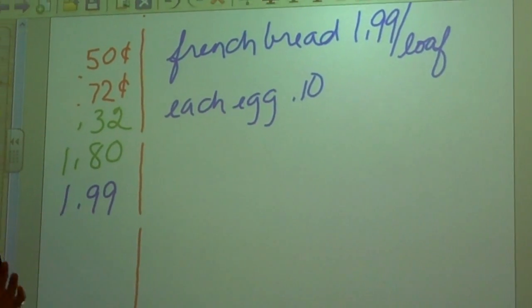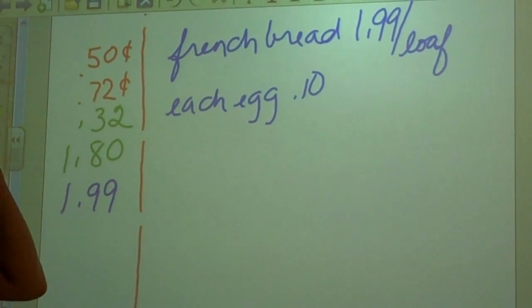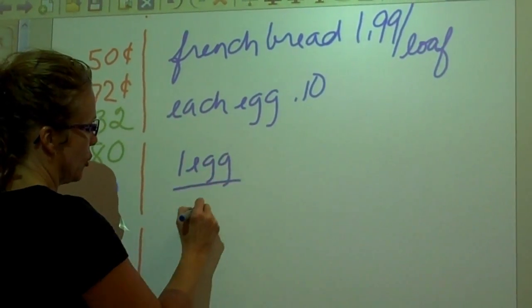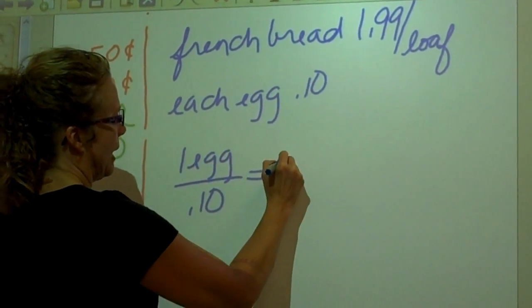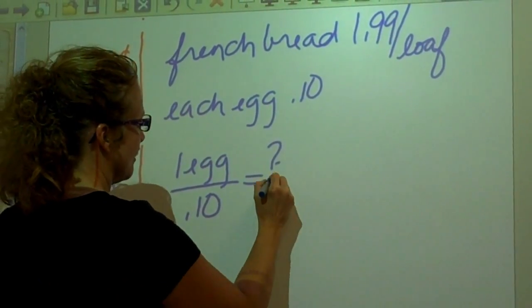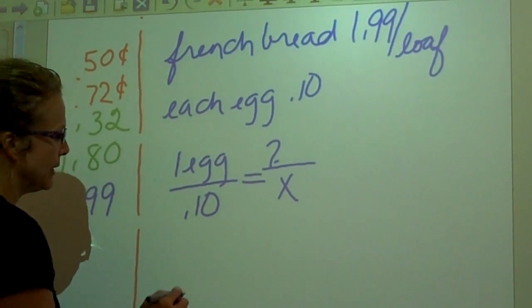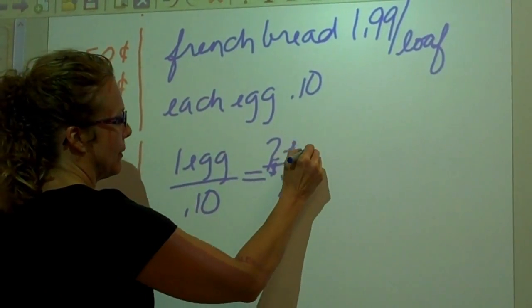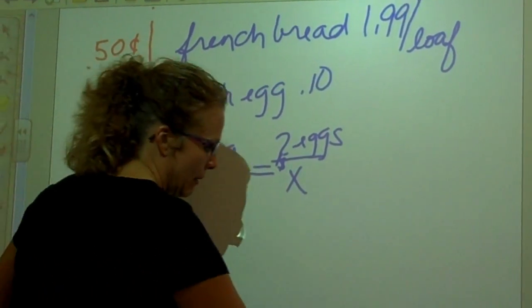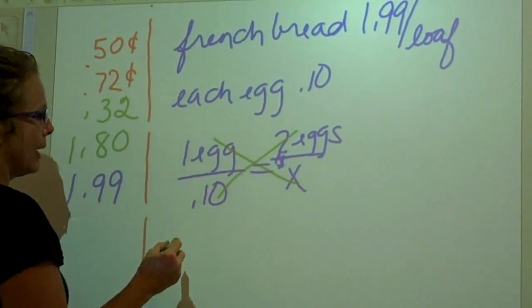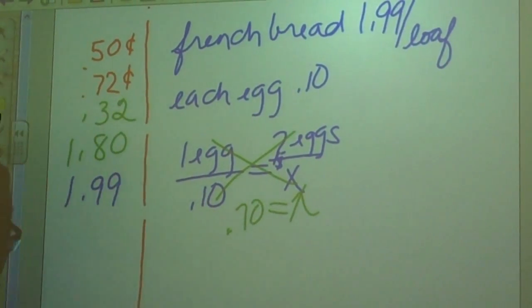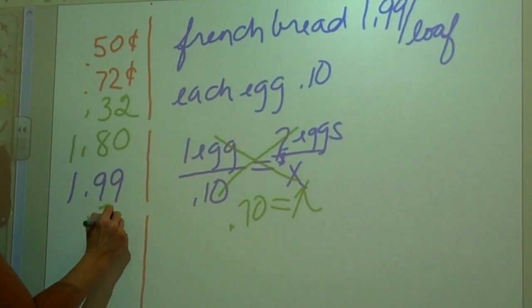If your brain doesn't work like that and you need to set up your conversion, then you can go ahead and do that. And you know that 1 egg costs 10 cents. How much does 7 eggs cost? 7 eggs over x. So we have egg to egg, money to money. Cross multiply, and you get 0.7 equals x. All right, so we can add 70 cents to our list over here.